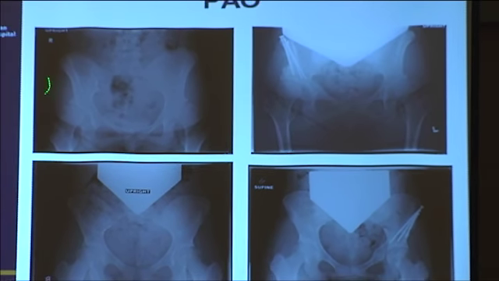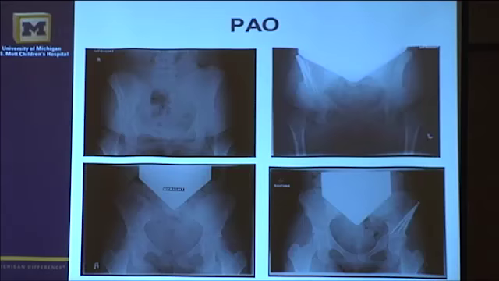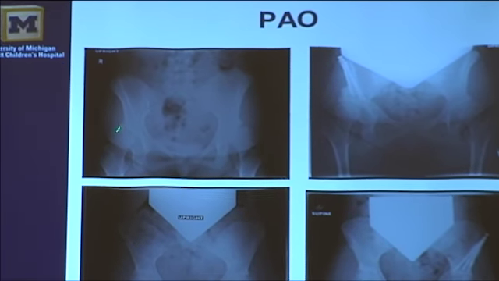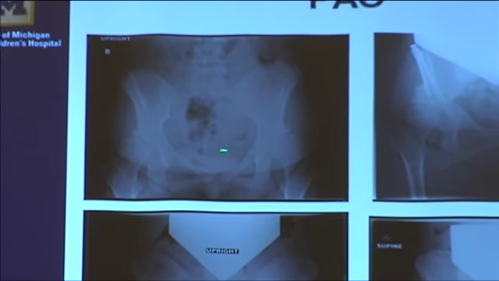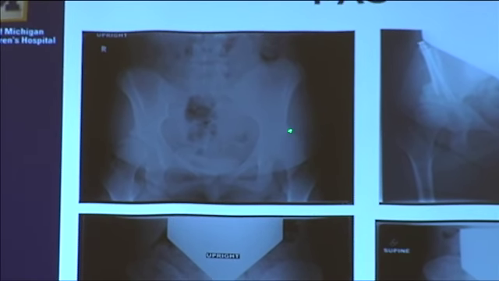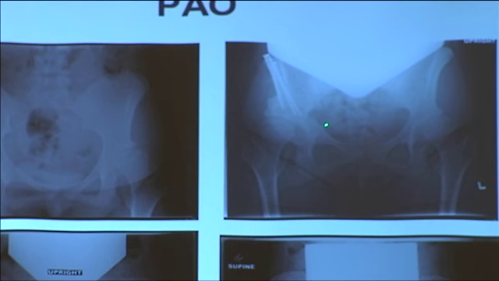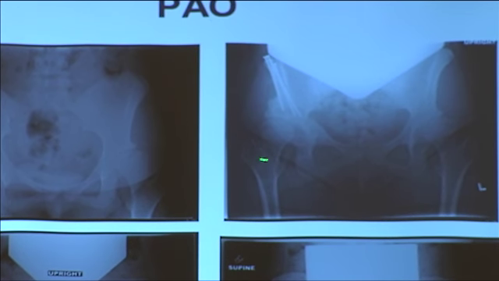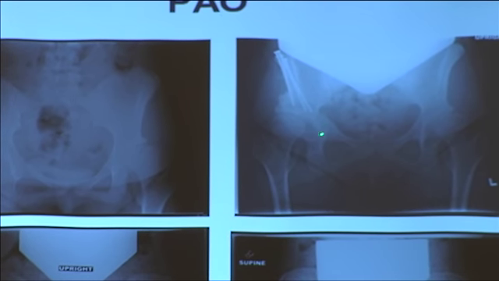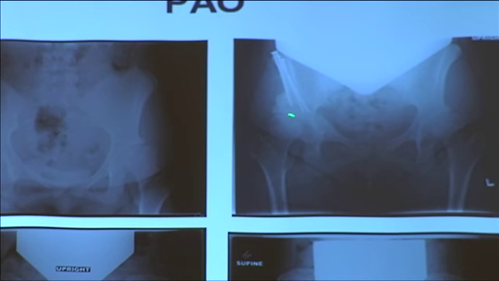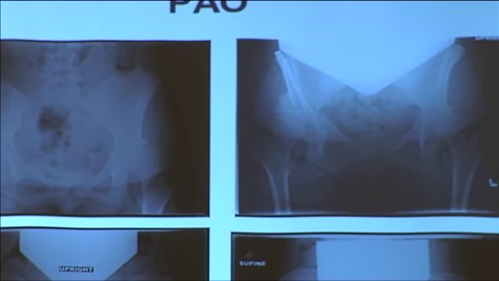In the top left here is an AP pelvis x-ray of a patient with bilateral hip dysplasia. You can see, I hope you can see, at least from where you're sitting, that both hips are only covered by the acetabulum by about 50%. And then here on the right is an AP pelvis x-ray after this patient has undergone a PAO on the right side. You see now the ball of the hip is completely covered by the acetabulum.